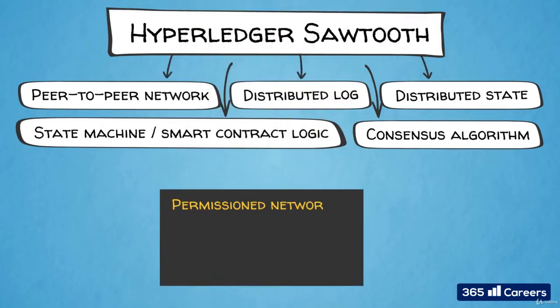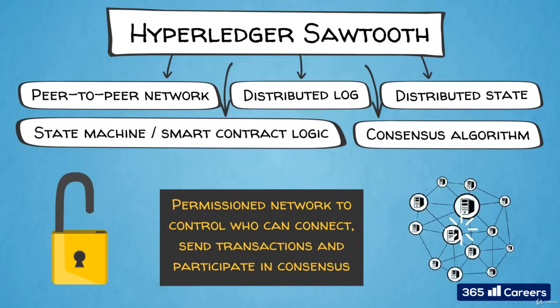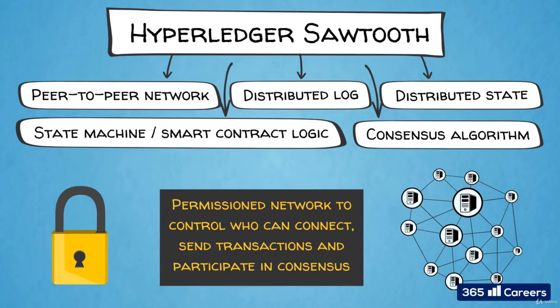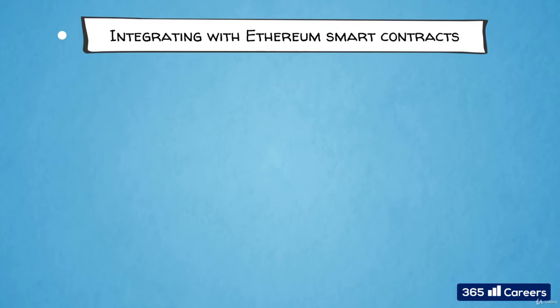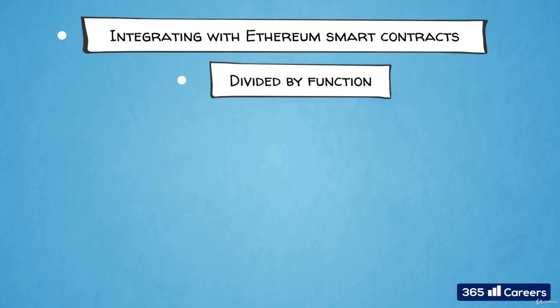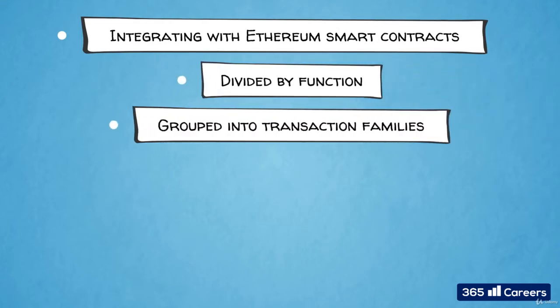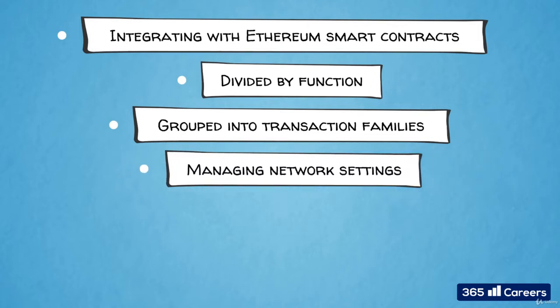Sawtooth has a permissioned network in order to control who can connect, send transactions, and participate in consensus. Also, some default smart contract templates are provided. They are divided by function and grouped into transaction families. This is an innovative idea. There are smart contract templates for managing network settings and off-the-shelf marketplace and supply chain solutions. There is also a tool for integrating Ethereum smart contracts with Sawtooth. Users can develop further their own smart contracts and transaction families.